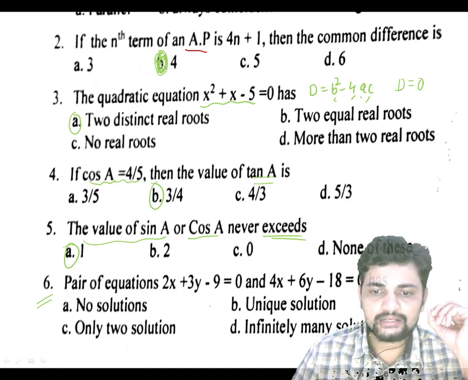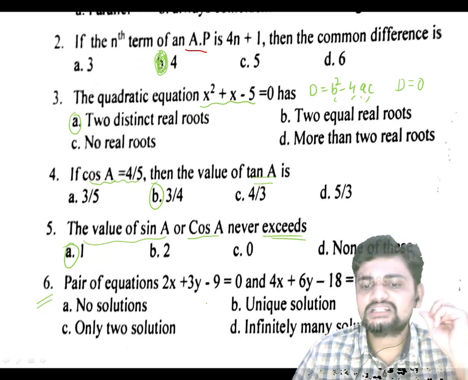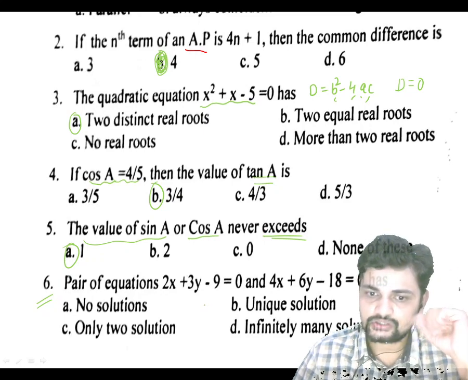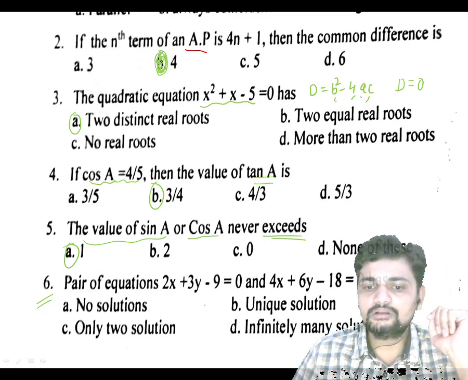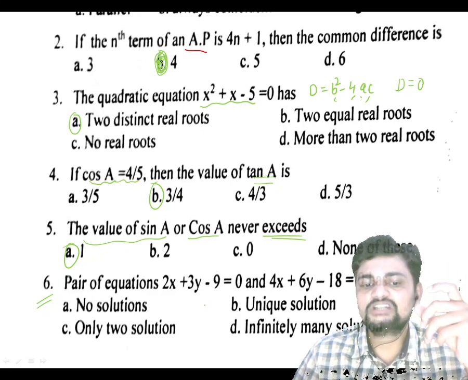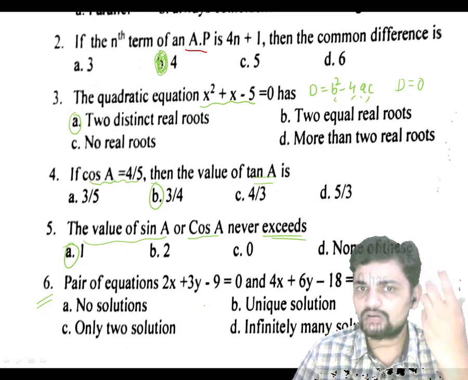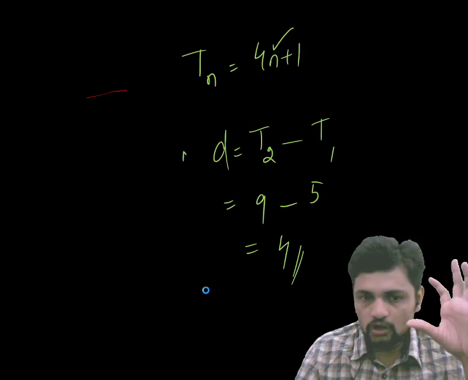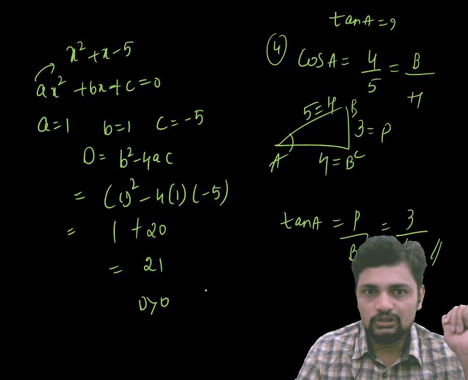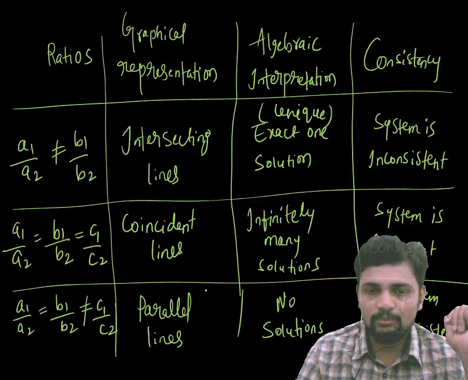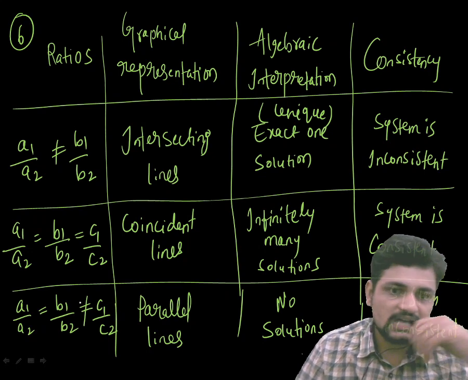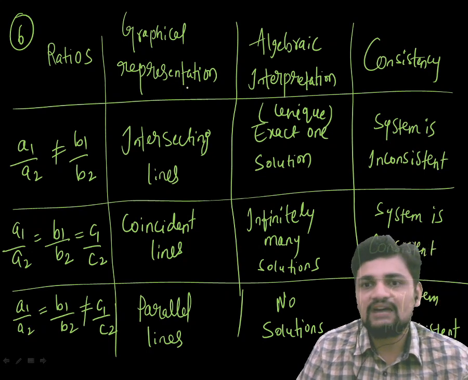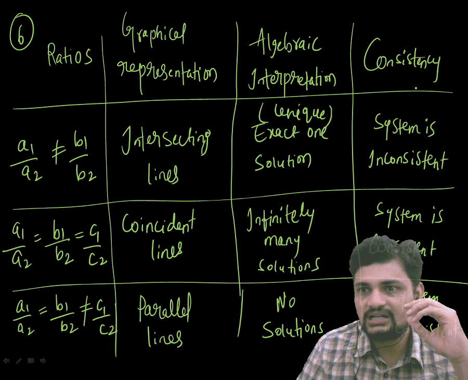So 4 options are there. So we can't really conclude just like that just by observing the equations. So we have a set of 3 different rules to conclude whether the given equation has a unique solution, only one solution, or no solution. To solve this question number 6, you need to know this particular table where ratios are there, with respect to graphical representation, algebraic interpretation and consistency.